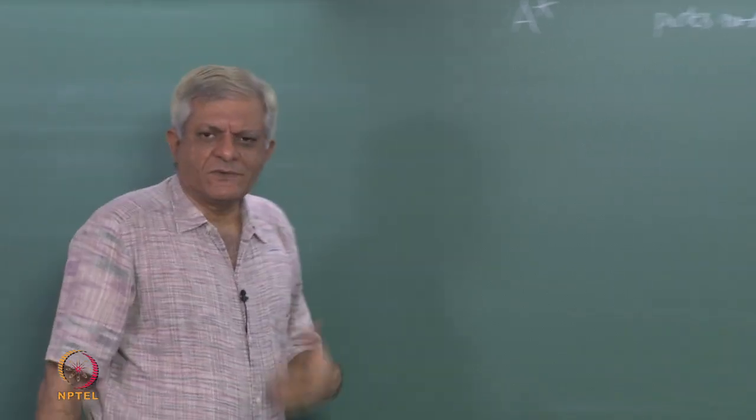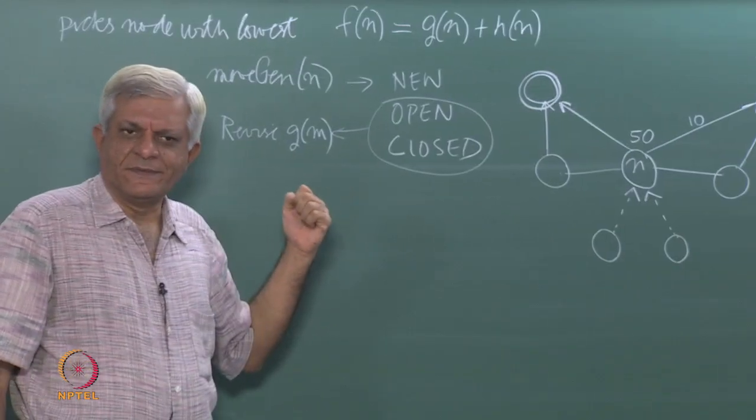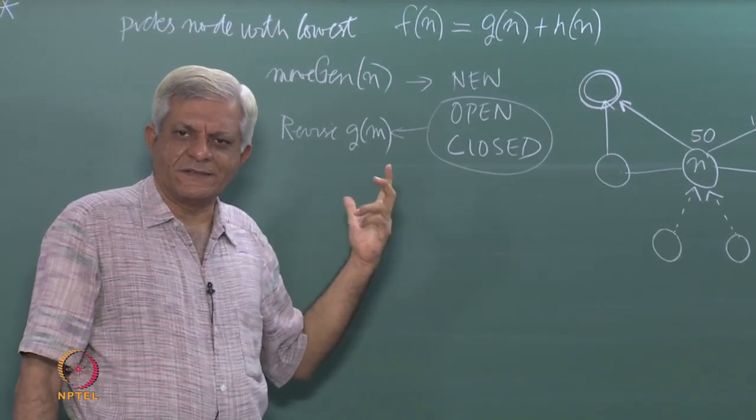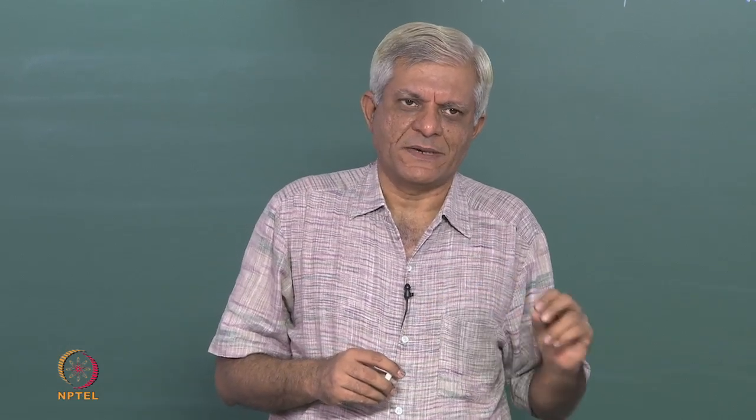Now, why do we need to do this updation in the open and closed lists? Why do we bother to update these g values? In finding optimal solutions, or the shortest paths essentially.